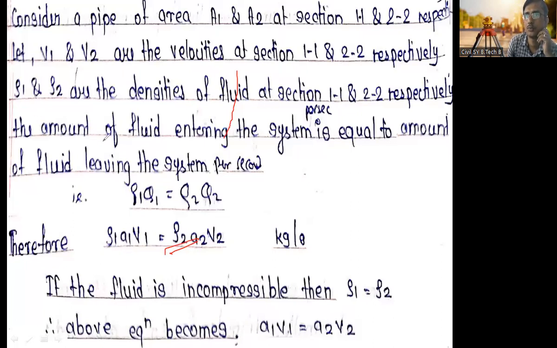What are you writing? The amount of fluid entering the system, start from here. The amount of fluid entering the system per second is equal to the amount of fluid leaving the system per second. Rho 1 Q1 is equal to rho 2 Q2. Then write down the sentence, then write down this. And when it is complete, then tell me.